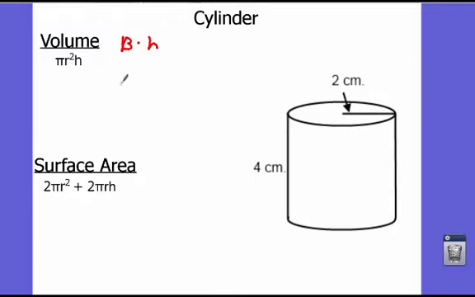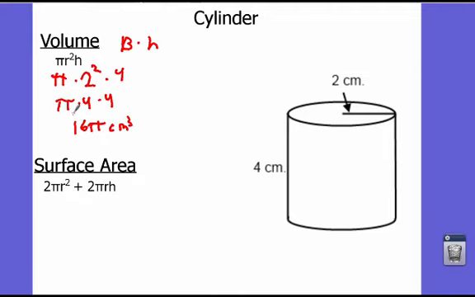So when we work this out, r stands for our radius, and h stands for height still. So we've got pi times our radius squared, so times 2 squared, times our height, which is 4. 2 squared is 4, so pi times 4 times 4. 4 times 4 is 16. So if we want to have an exact answer, our answer ends up being 16 pi centimeters cubed.